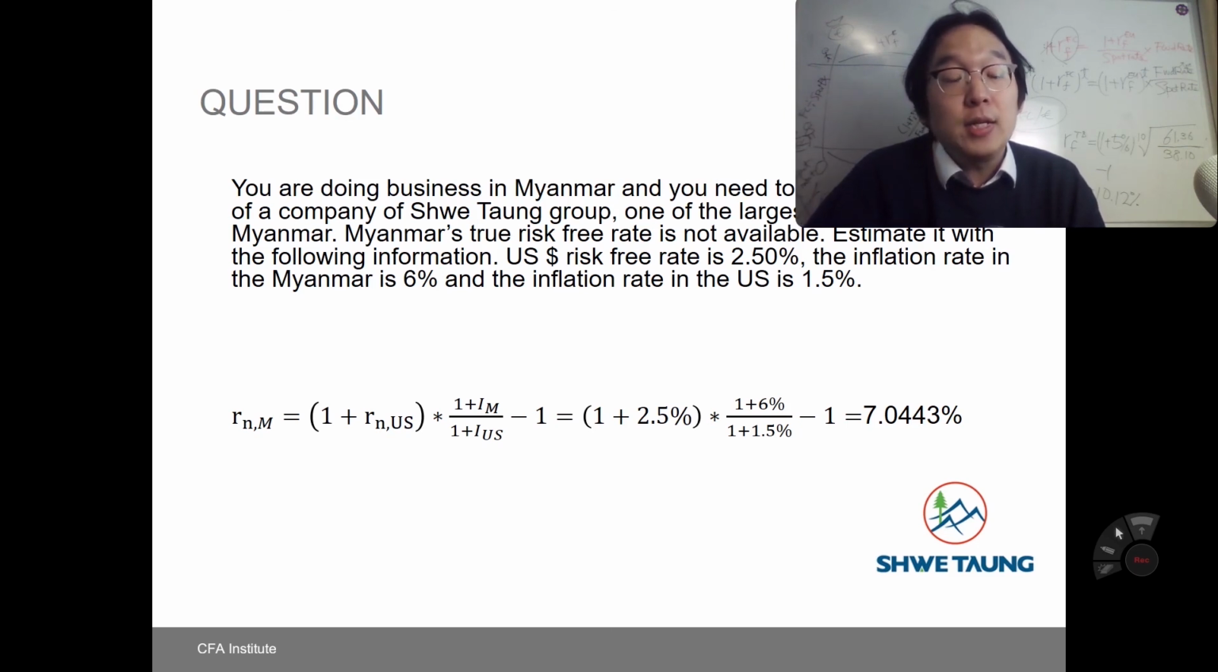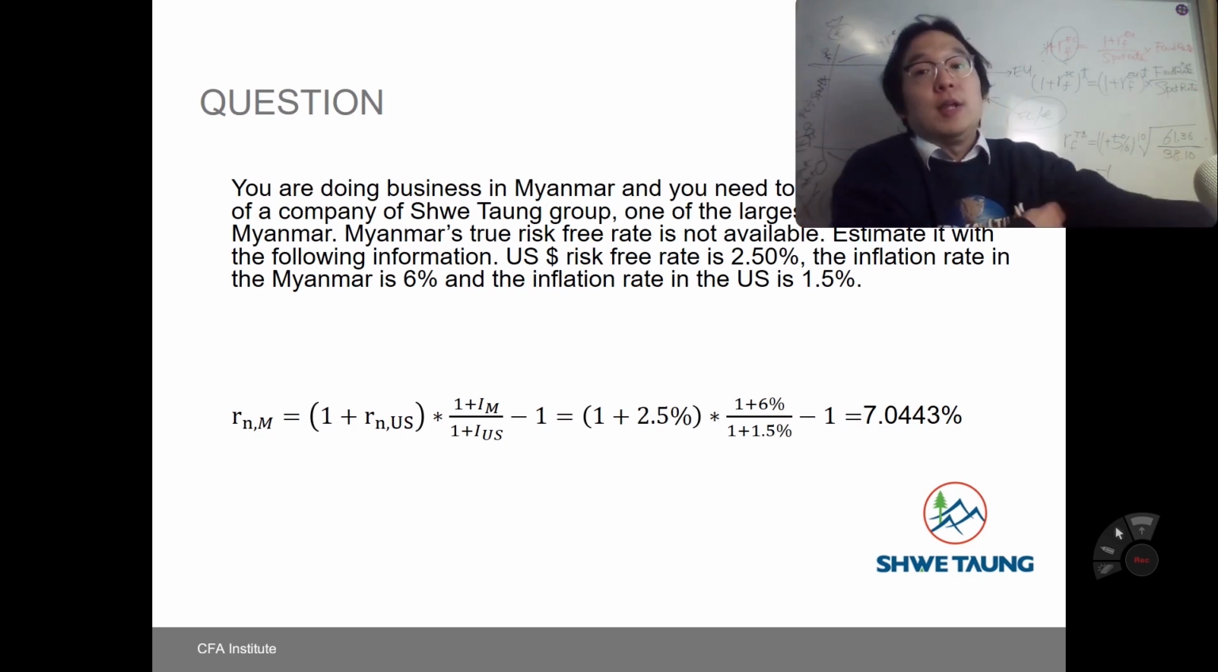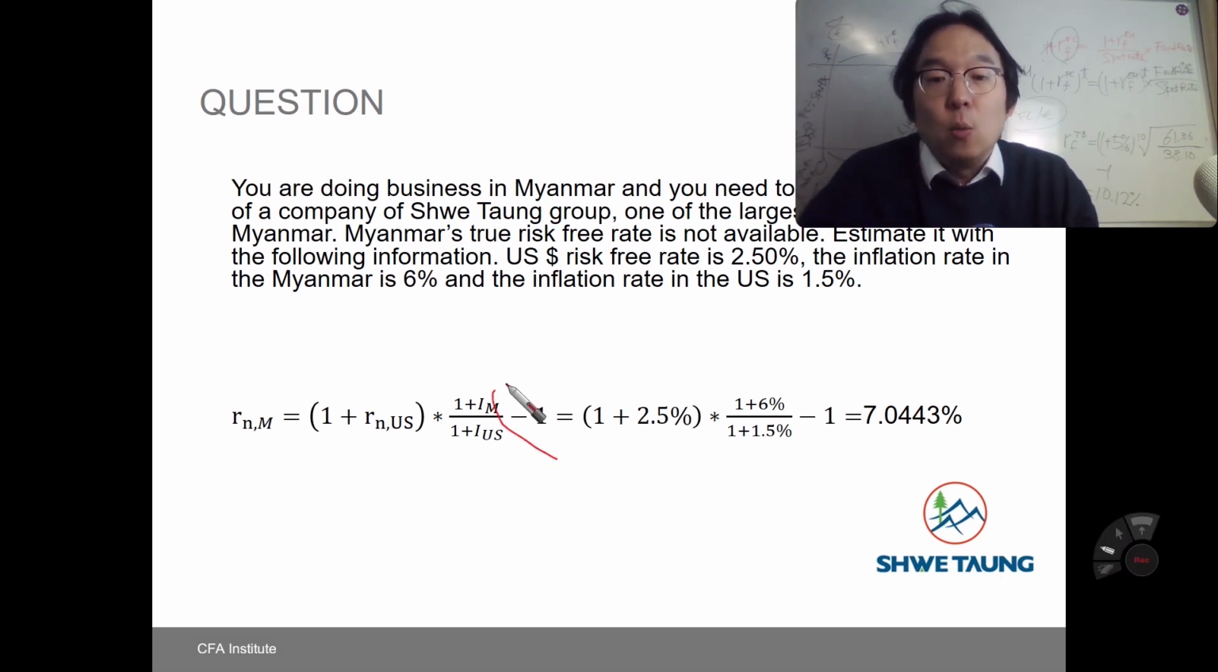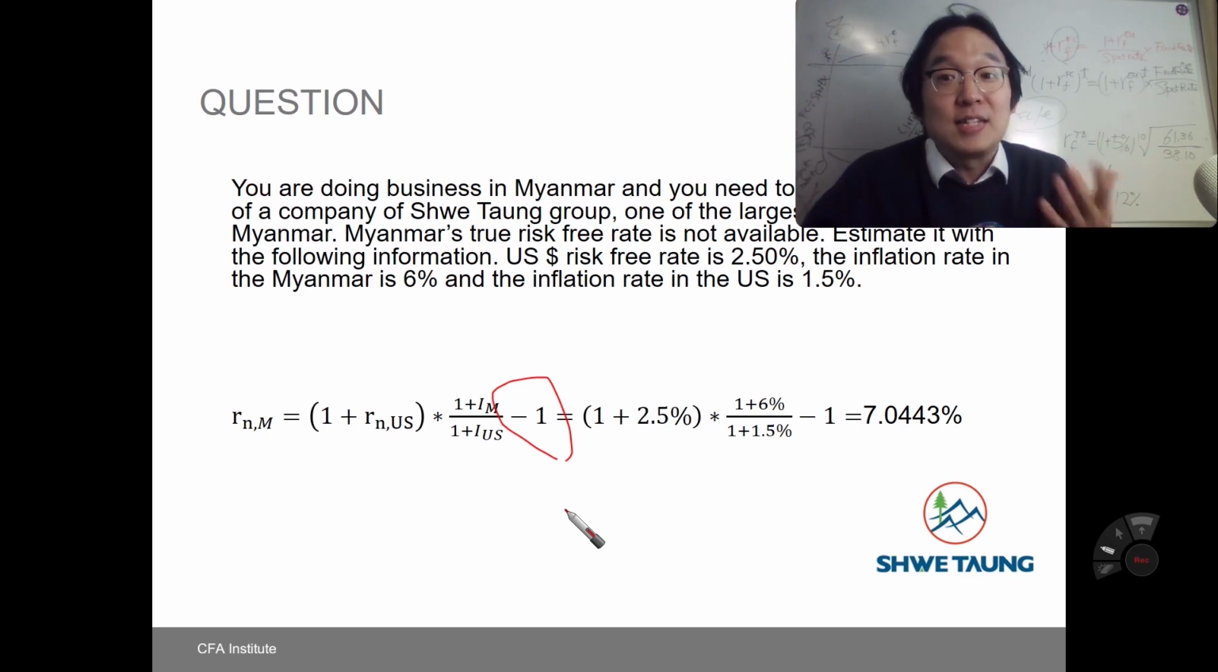So the idea is if Myanmar's inflation is higher than US inflation, then their risk-free rate will be higher than the US risk-free rate. And at the final stage, don't forget to subtract 1 over here. So many students, I tell you right now, forget to subtract 1 in the midterm exam and final exam and get some points off.